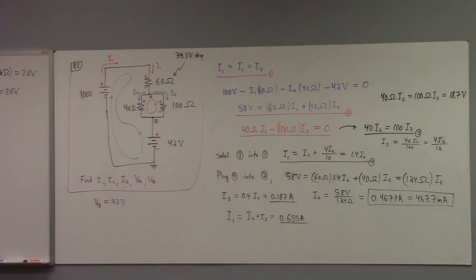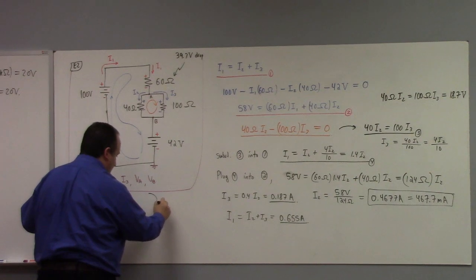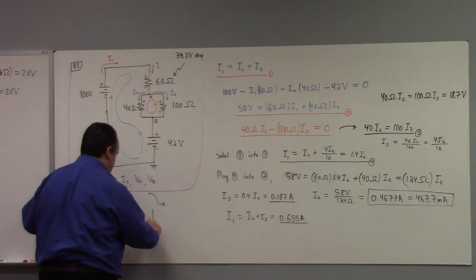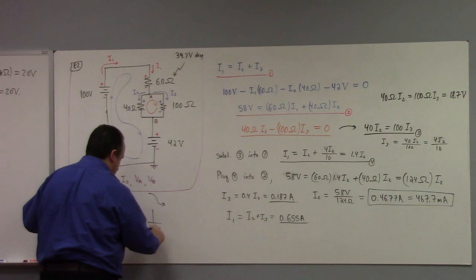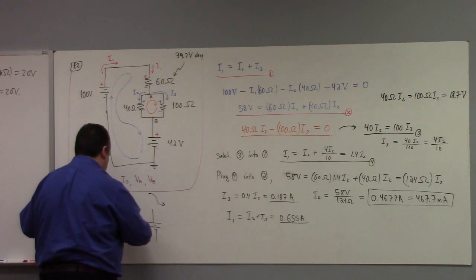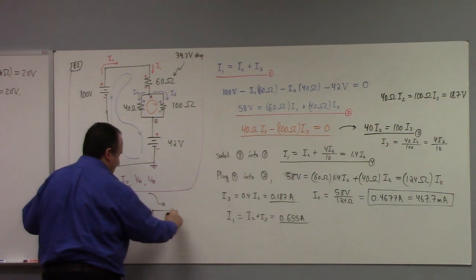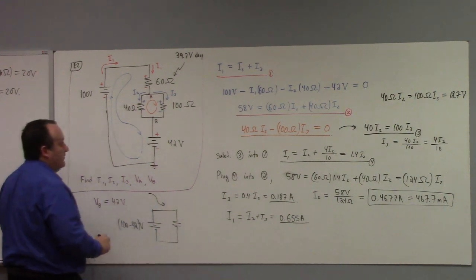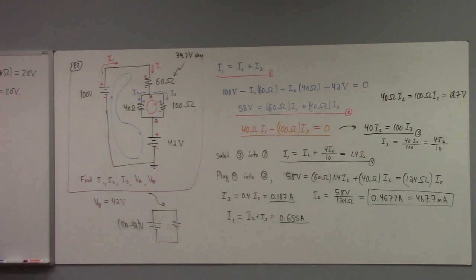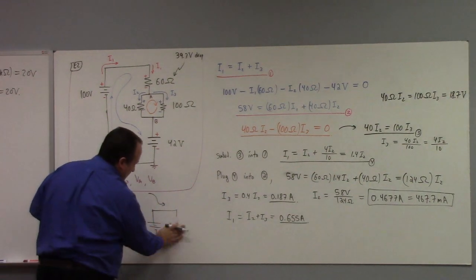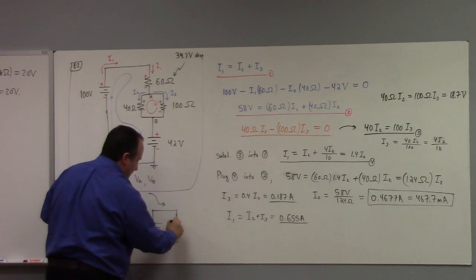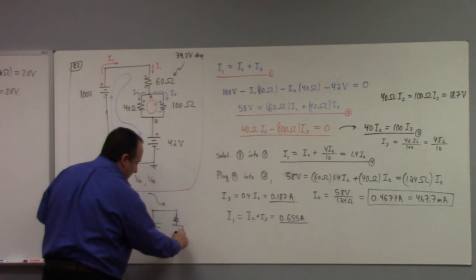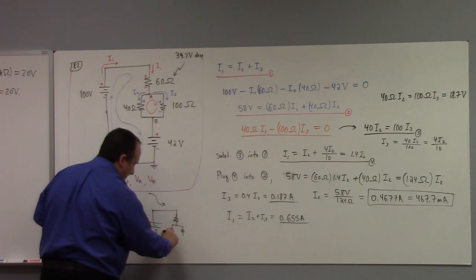It does make sense, because what you guys were proposing at the start was not crazy. You could trade this for the circuit that's got a 100 minus 42 volt battery and an equivalent resistance of what? Whatever that is, I don't know what the equivalent resistance is, but you could trade it for this, with these three resistors. Of course, at that point you could use the equivalent resistance idea.